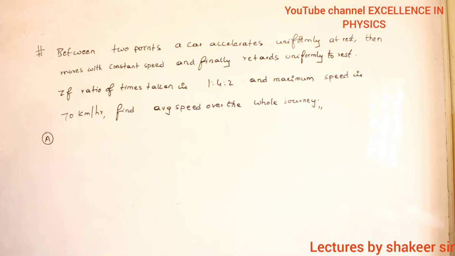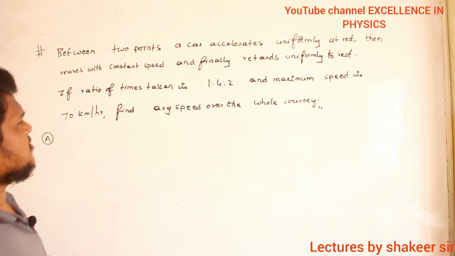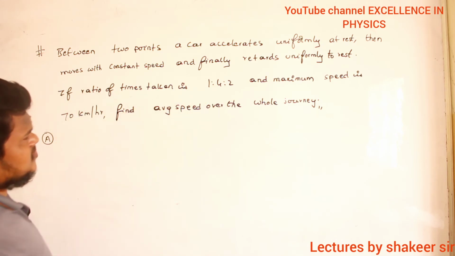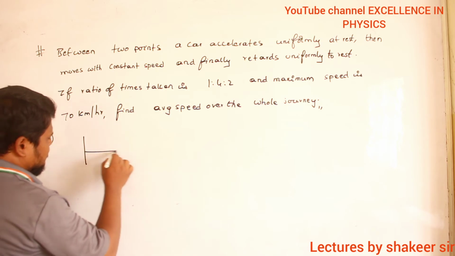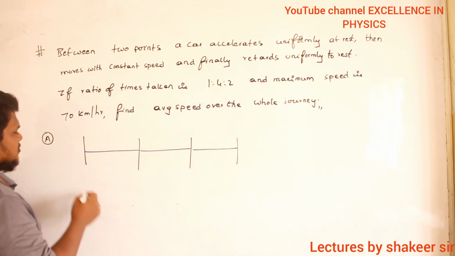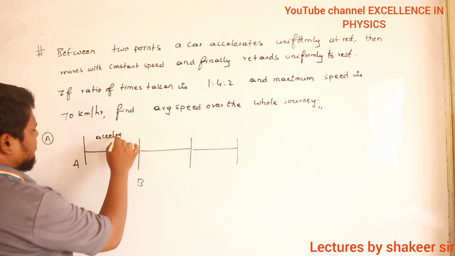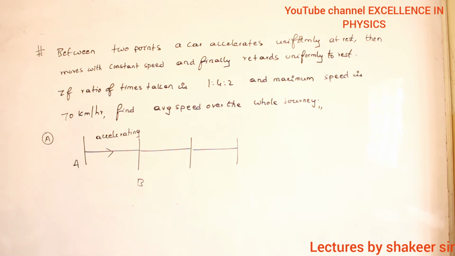That's it. So between 2 points, a car accelerates uniformly from rest position. Clear now? Then it moves with a constant speed and finally retards uniformly to rest position. So there are 3 conditions in this problem. Initially it is accelerating. So from A to B, it is accelerating. Accelerating means its velocity is continuously increasing.